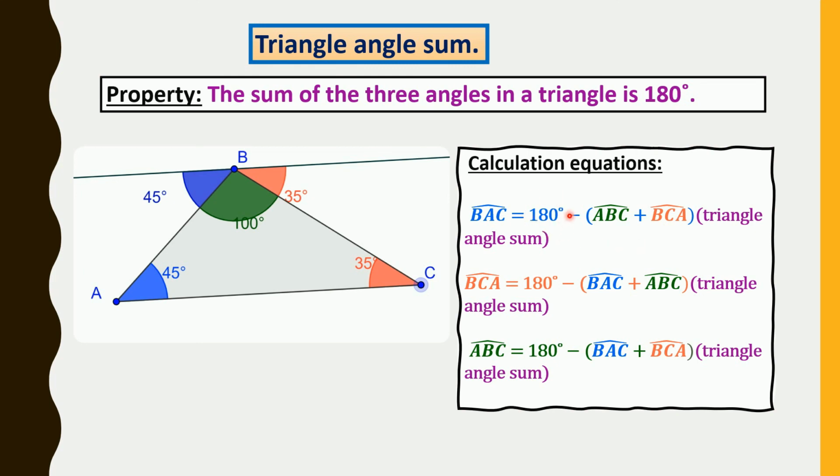Here the 180 degrees is not an angle, it's the sum of the three angles of a triangle. It's not a whole angle. So don't be confused between angle addition or angle subtraction and the triangle angle sum property.